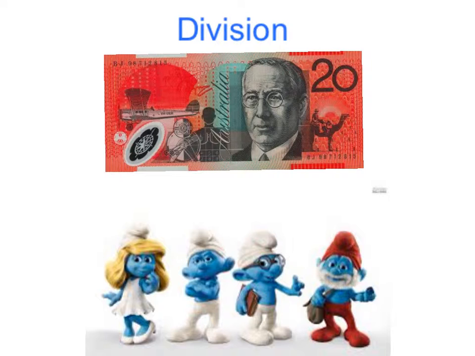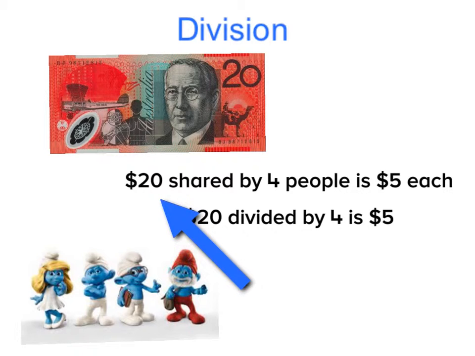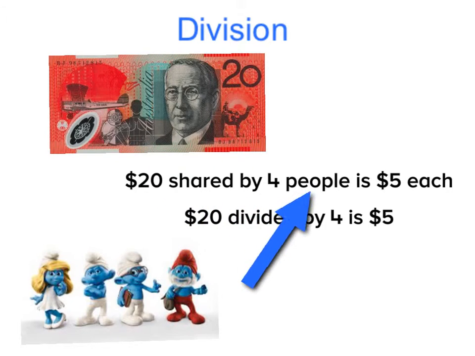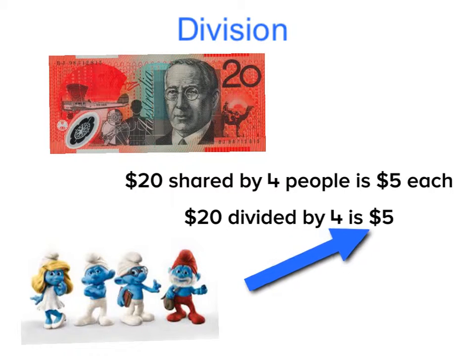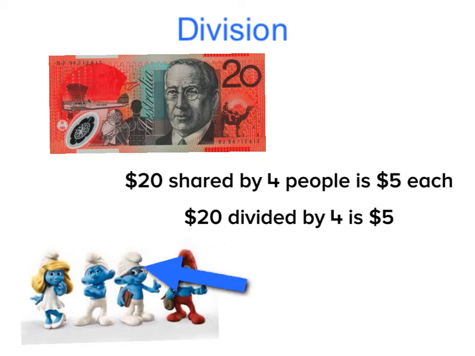Maybe you've heard of words like sharing, or to share by something, or to divide by something. Let's see if we can write some words that fit our splitting this amount between 4 Smurfs. For example, we could say $20 shared by 4 people is $5 each. Or we could say something like $20 divided by 4 is $5 each. Let's see here, we would have 5, 10, 15, 20. Yes, they'd each get $5 each.